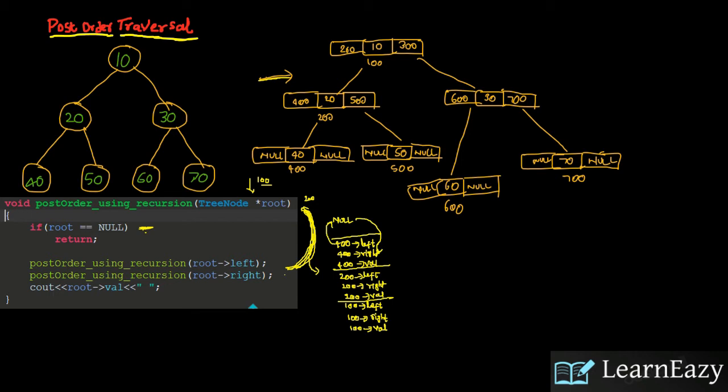400 right, 400 right also null. So this null will pass it to this function. So again null double equals to null. Again it will return to here. This stack record will get deleted, and 400 value is nothing but 40.